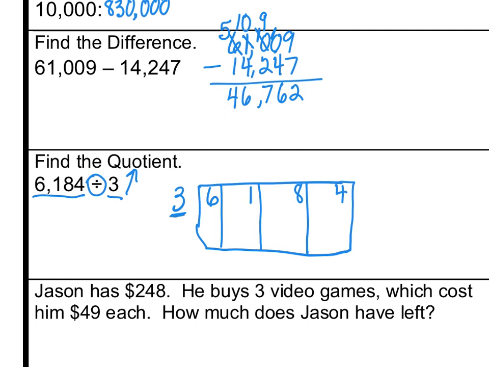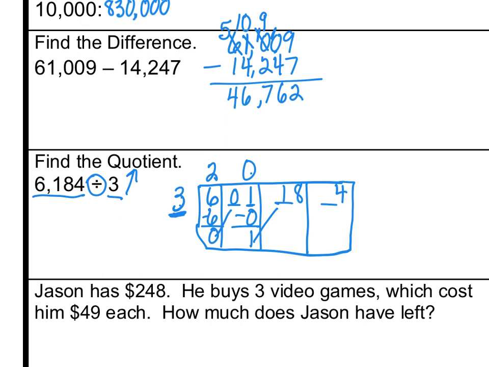So we're making groups of 3. How many groups of 3 can we get out of 6? 2, because 2 times 3 is 6. Subtract, that's a difference of 0. Your difference comes up. That's why we leave the extra spaces right here in front of the digits. How many groups of 3 can we make out of 1? None. 0 times 3 is 0. Subtract, that's a difference of 1. The difference pops up right here.